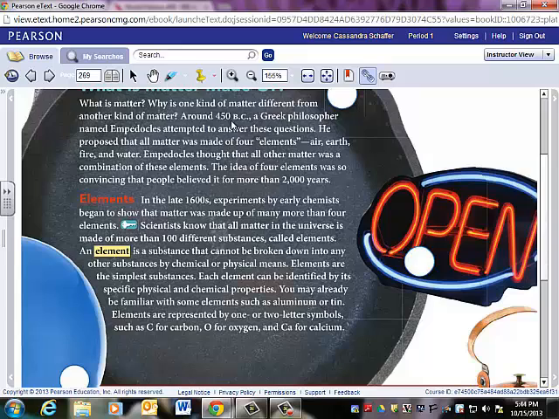Look at how long it took. We went from 450 BC to finally in the late 1600s when we had some early chemists or scientists who studied chemistry doing some experiments on matter and proving that it was made up of more than 4 elements. And we see that this key here, scientists know that all matter in the universe is made of more than 100 different substances called elements. Now, if we look at the definition of element here, we know that we need to get this into our notes.